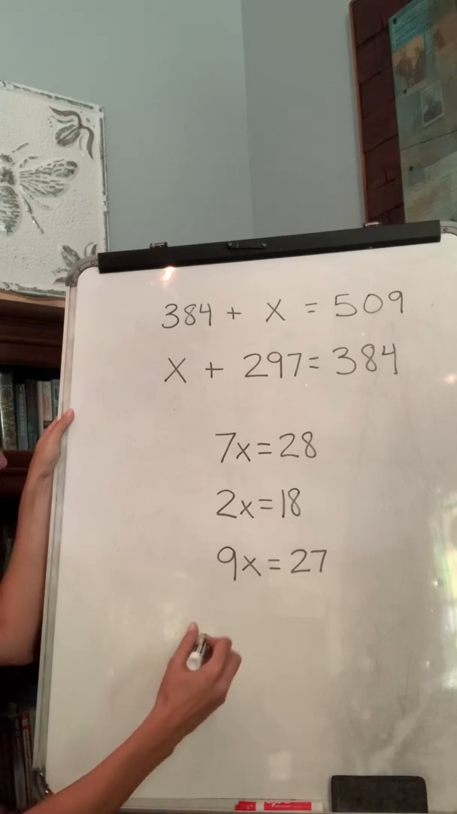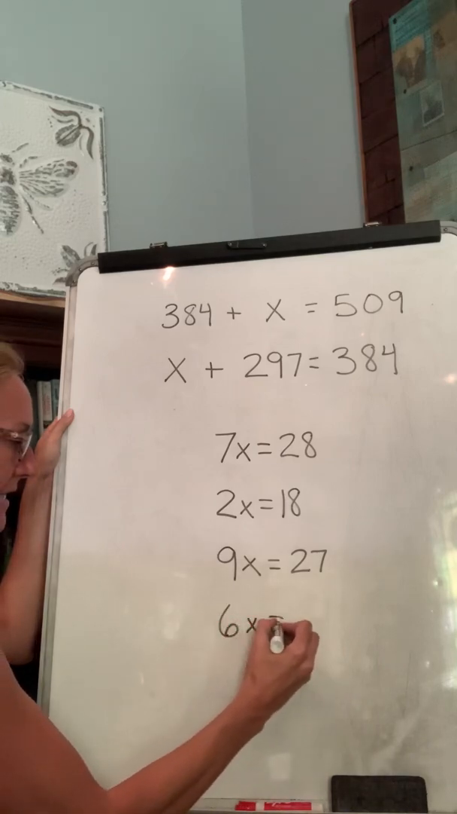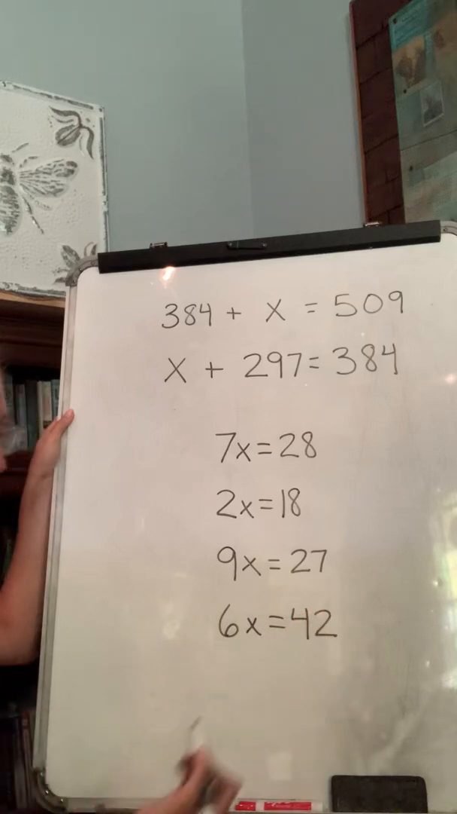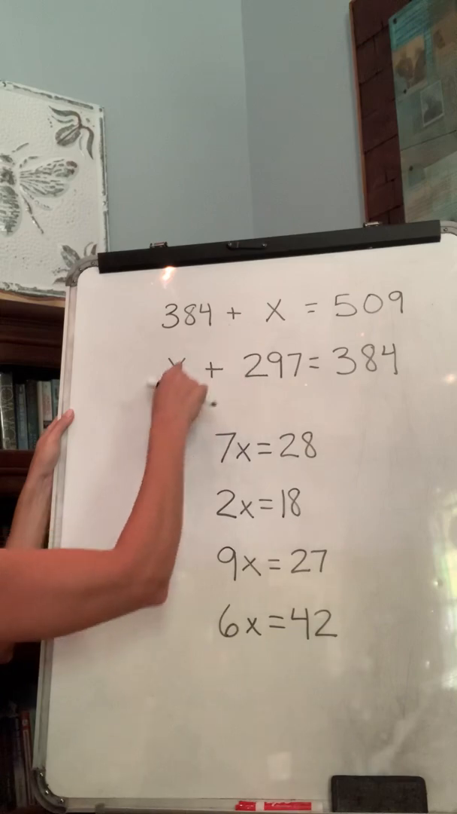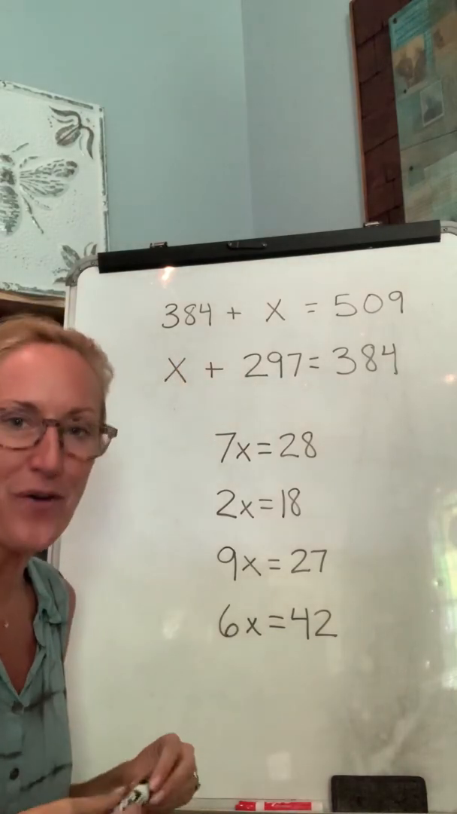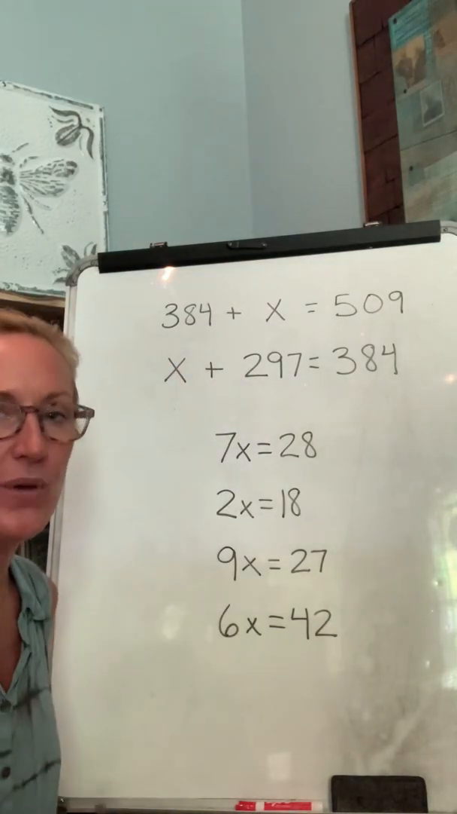How about 6x equals 42? Okay. Help me figure out these missing numbers. Help me figure out x. Solve them on your whiteboard. Take a picture. Put it up on Seesaw.